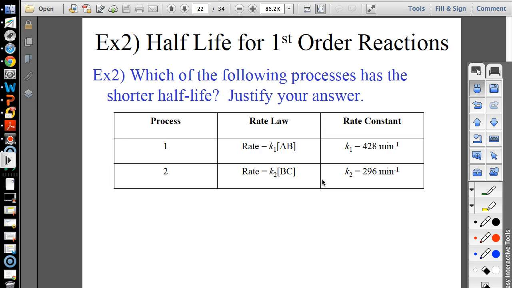Which of the following processes has the shorter half-life? And then justify your answer. The higher the rate constant, the shorter the half-life, because you're multiplying this by the concentration and getting the rate, right? If I'm trying to find the rate, the higher this number is, the higher the reaction rate. And the faster the reaction's going, the shorter the half-life's going to be.